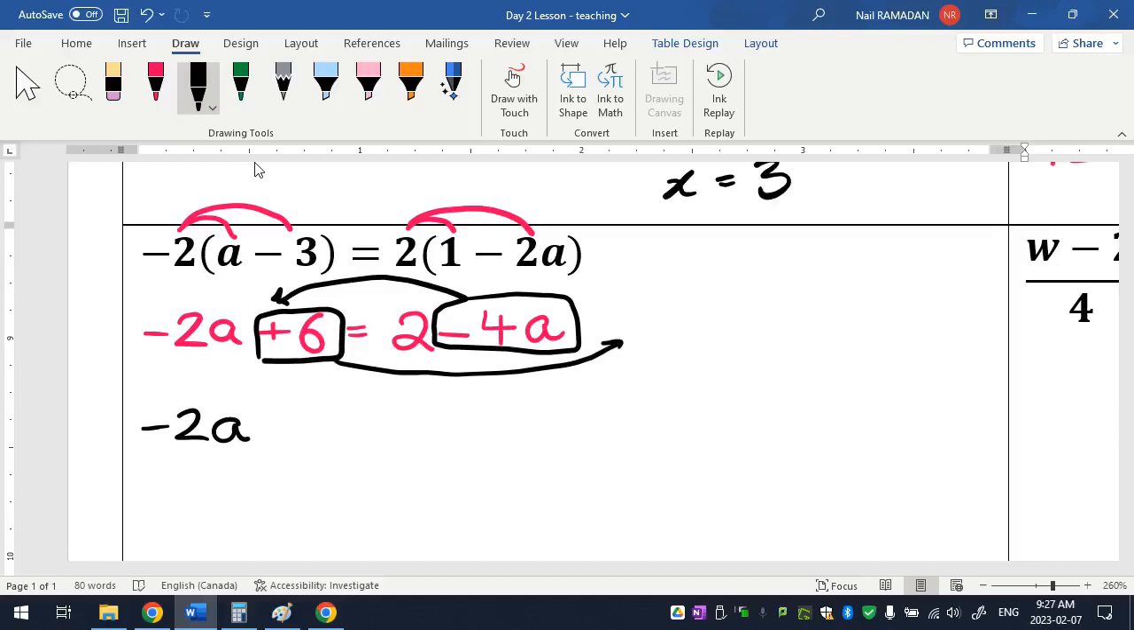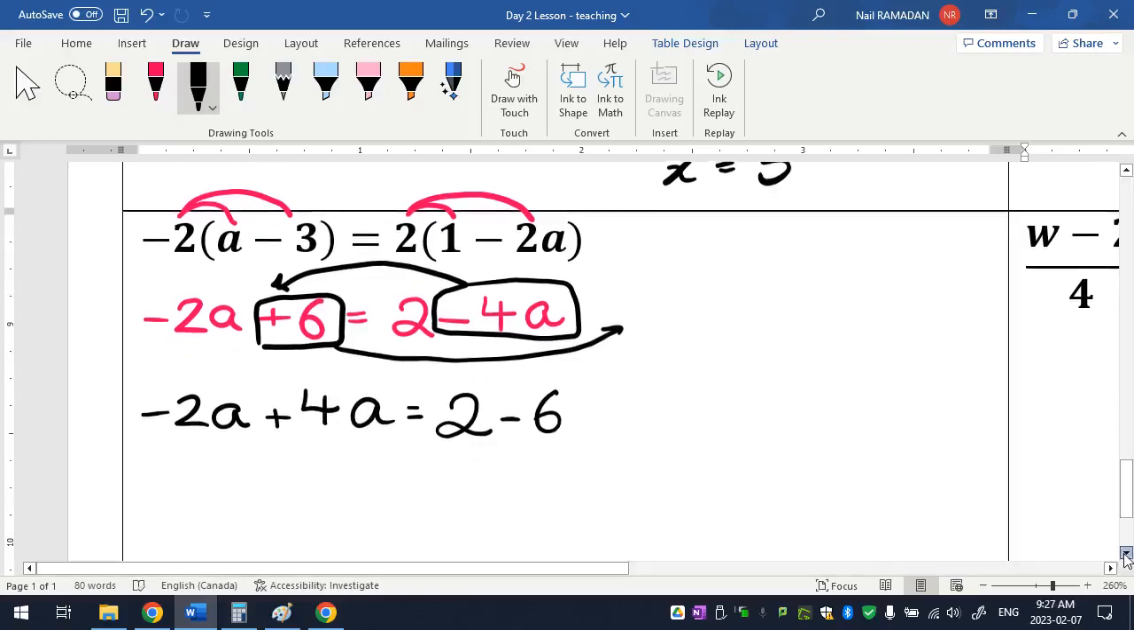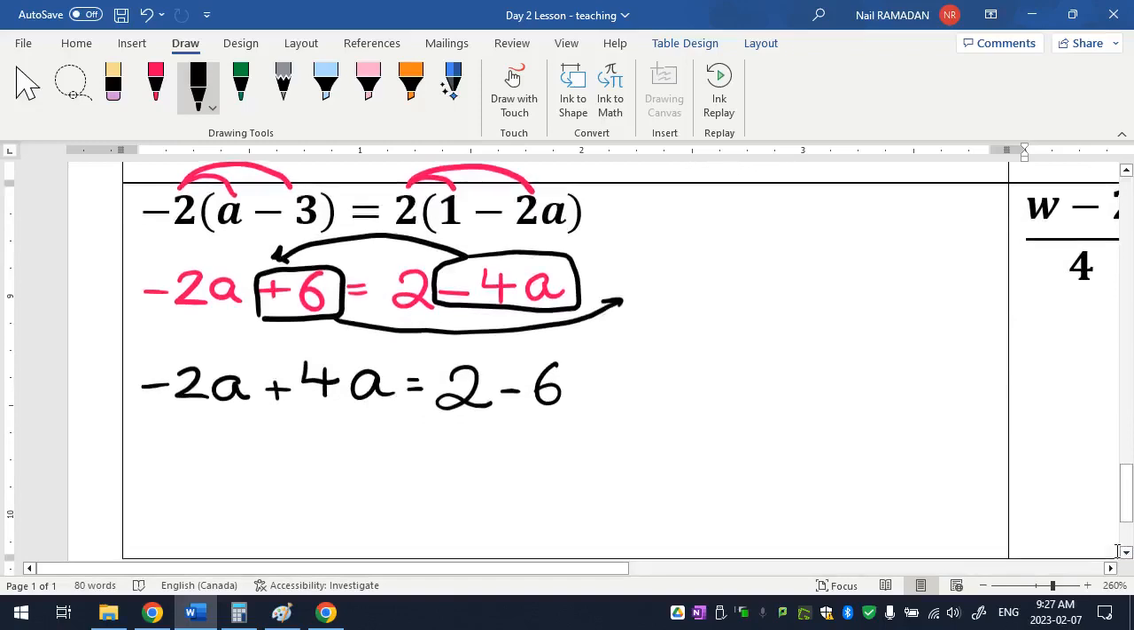But what does it become? Plus 4a equals. This one stays the same, minus 6. You know this. All right. What's negative 2 plus 4? Or 4 take away 2? 2a's survive.